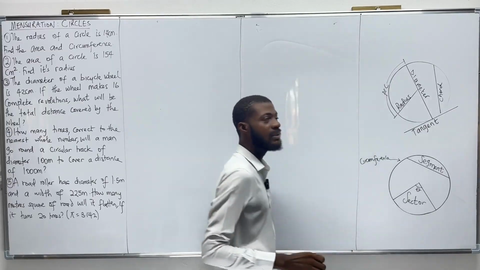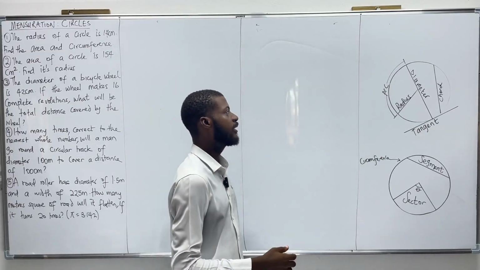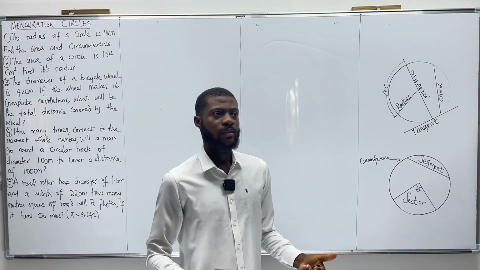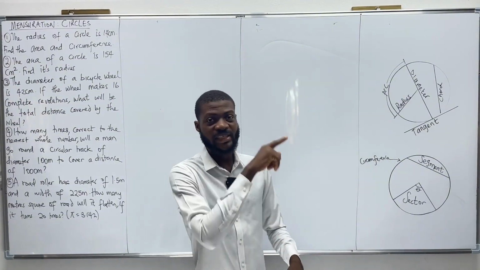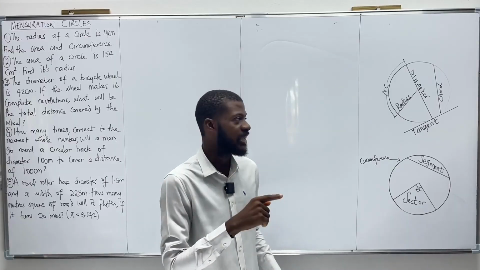Now what is an arc? An arc is basically the length of the circumference, the round thing making up the circle.